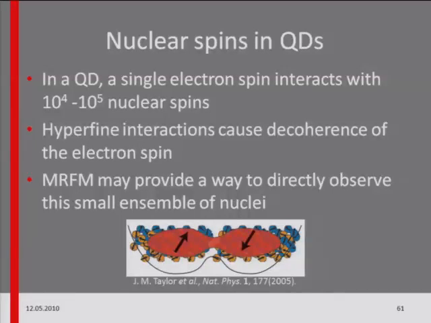And as of now, there are no real ways of measuring directly the nuclear spins because there's just not that many of them inside quantum dots. And what we would like to do is to use MRFM to see if we can find out something about these nuclear spin ensembles, and maybe even to manipulate them.